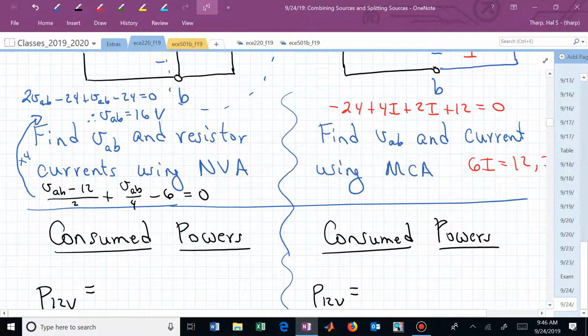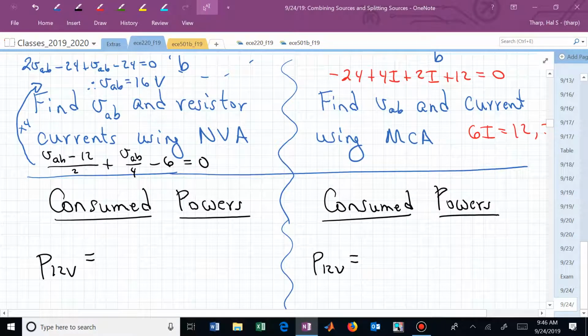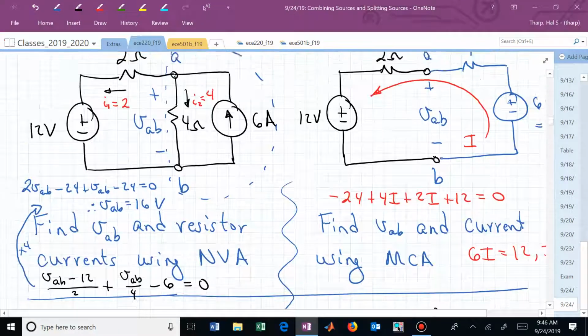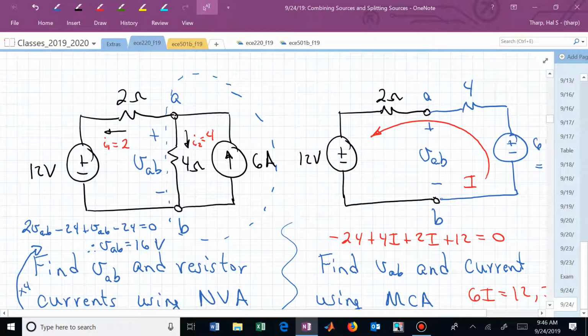And now these are consumed or absorbed powers with our passive sign convention. What is the 12 volt source consuming? What's the equation? It's VI, where V is the voltage of the source and I is the current through the source. And what's the sign relationship relative to how the current is flowing and the voltage polarity is labeled using the passive sign convention?